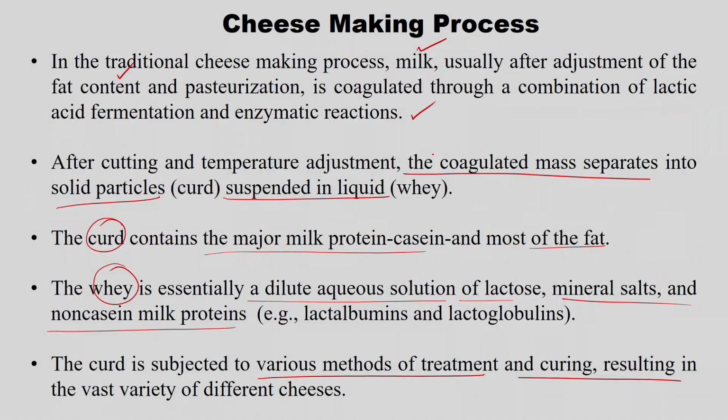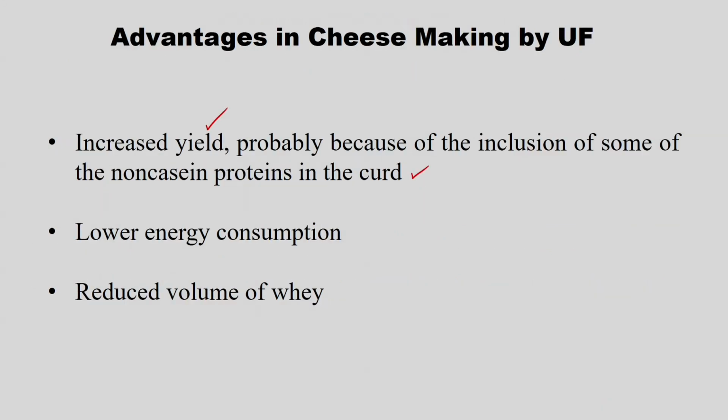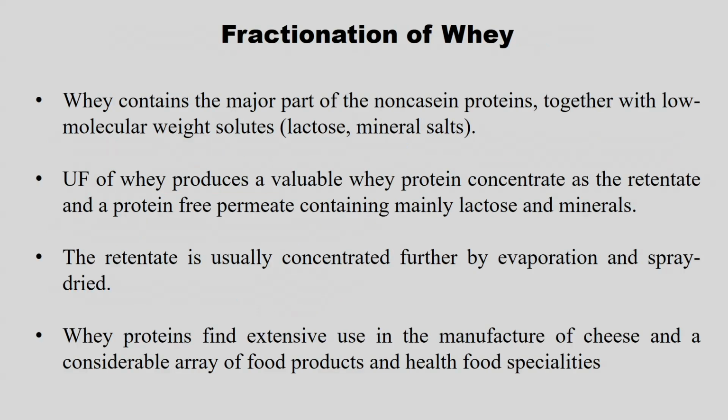So, in traditional cheese making, non-casein milk proteins go into whey, right, but when we use ultrafiltration, these also stay with the curd product itself. There is also low energy consumption compared to the normal cheese making process, and reduced volume of whey, right, that is what I told. Almost 90% goes as waste in the traditional cheese making process, but that volume gets decreased when we use ultrafiltration.